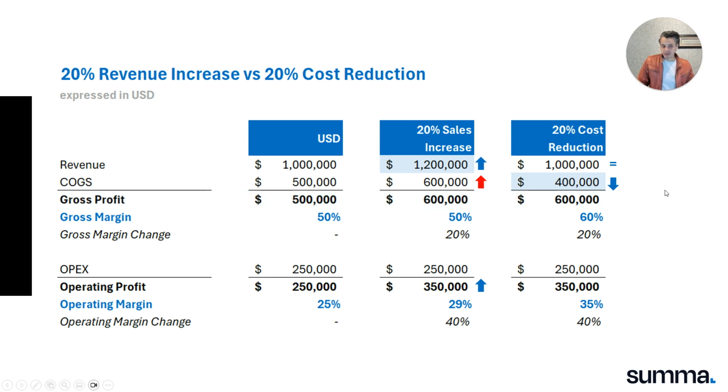And even though the results are the same in the 20% increase and the 20% cost reduction, we're looking at the gross margin is different. And this is something that might appeal to investors if they're just looking at gross margin. Now, we're getting the same result in the increase in operating profit to $350,000. Which means an operating margin of 35%, which is also appealing to investors.